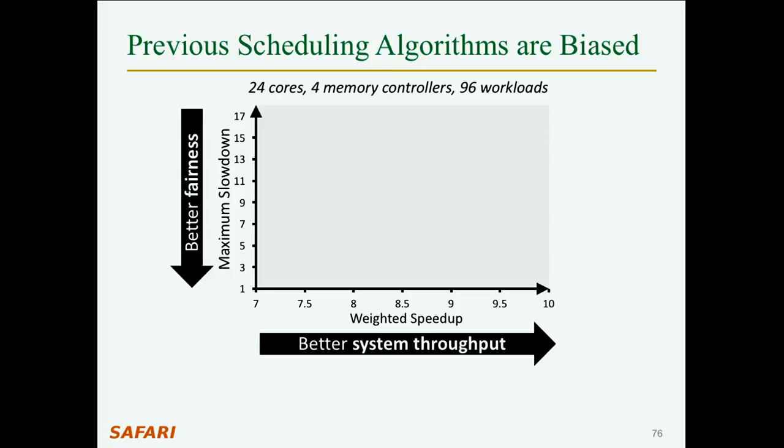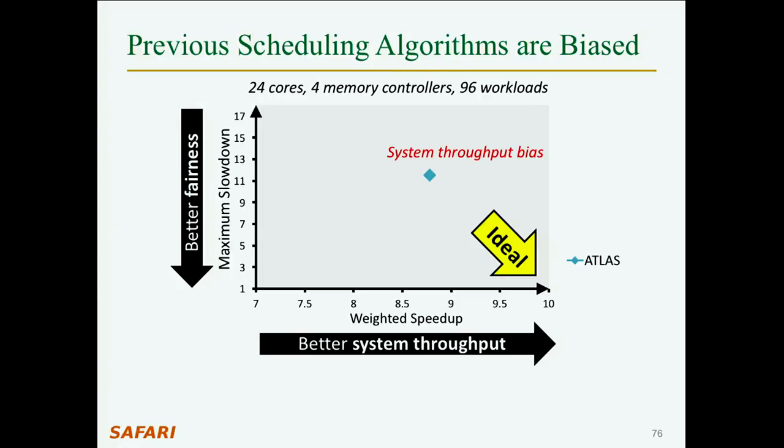If you use other metrics, this chart looks very similar. So with a number of workloads, this is what you get. Ideally, you would like to be here: higher system throughput, lowest possible unfairness. And the lowest possible value you can get with this metric is 1 on fairness.